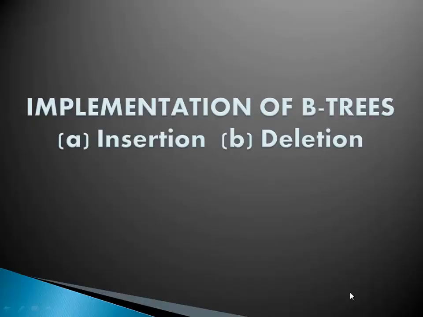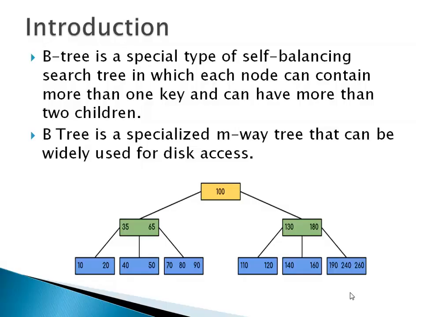Harita. In this video we are going to learn about the implementation of B-trees, insertion operation and deletion operation. B-tree is a special type of self-balancing search tree in which each node can contain more than one key and can have more than two children. B-tree is a specialized M-way tree that can be widely used for disk access.